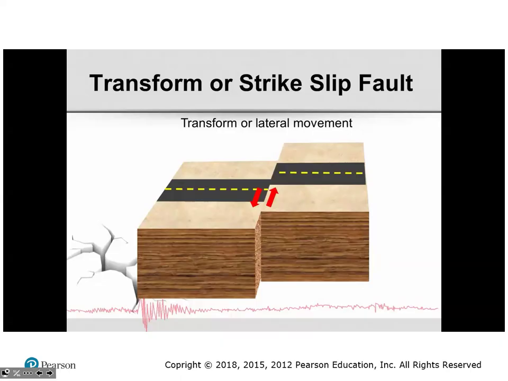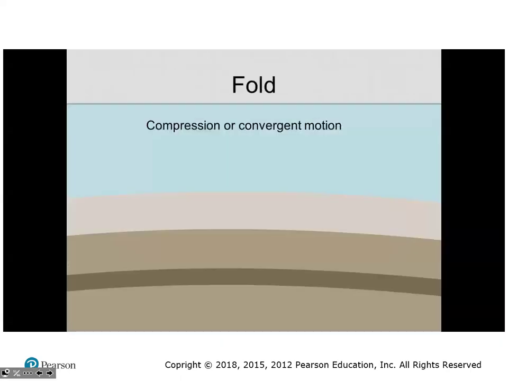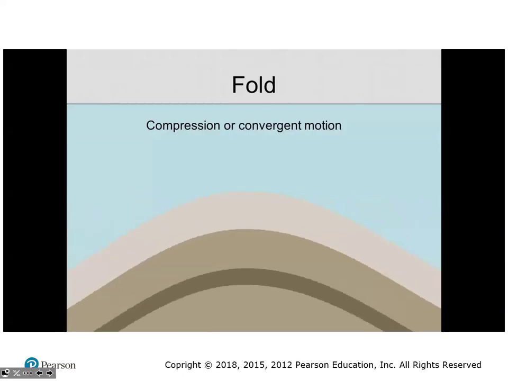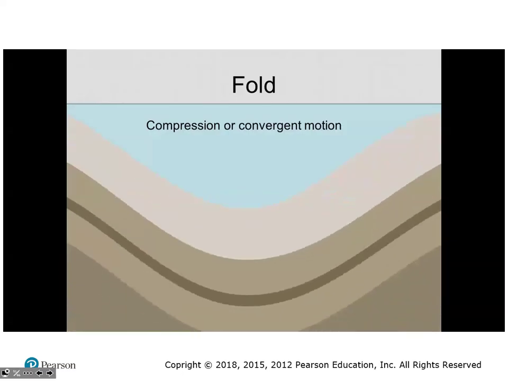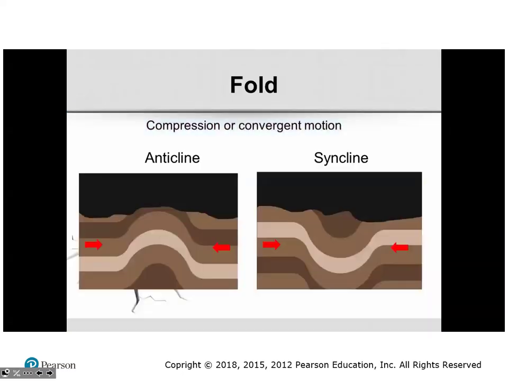While sometimes rocks break with faults, sometimes they're soft enough to fold. A fold occurs with compression or convergent motion. Sometimes rock layers may fold with an upward bend, other times they may form with a downward bend. Both types of folds occur with compression or convergent motion. An upfold is referred to as an anticline. The downward or U-shaped fold is referred to as a syncline.